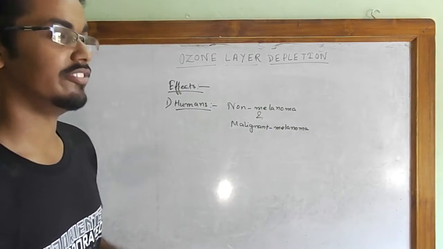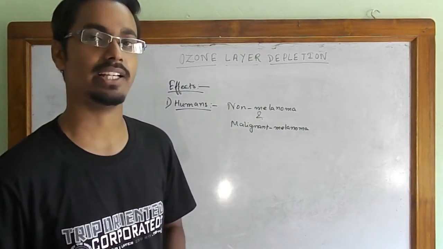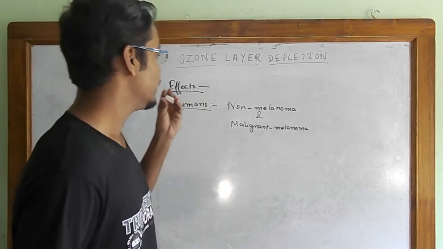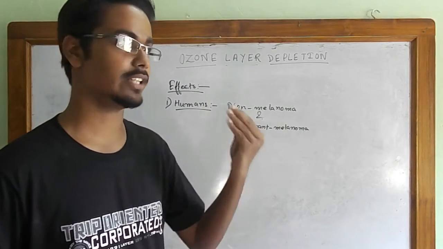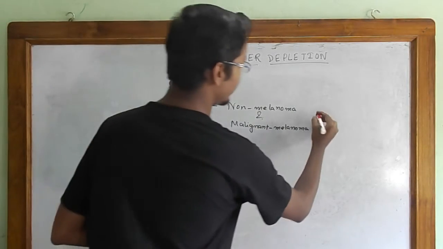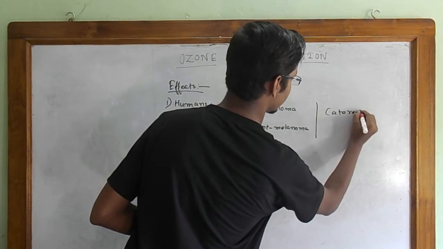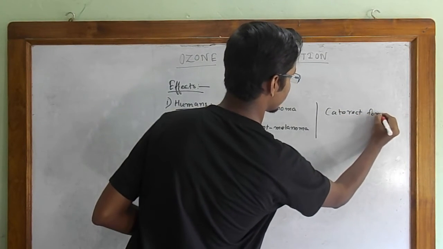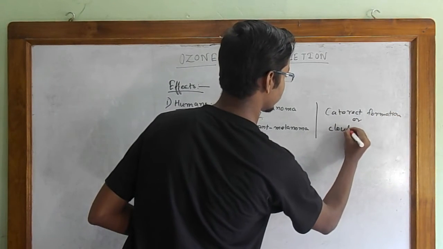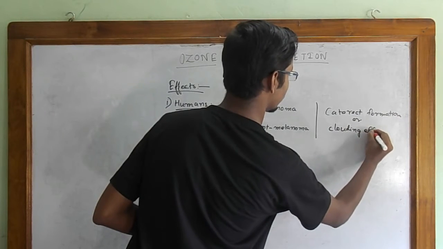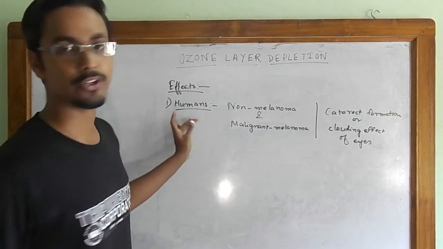Another important effect is the formation of cataract or the clouding effect in eyes. This is also caused by the ozone layer depletion. This is actually the direct effect of the UV rays that are coming in through the depleted ozone layers. So this is about humans.